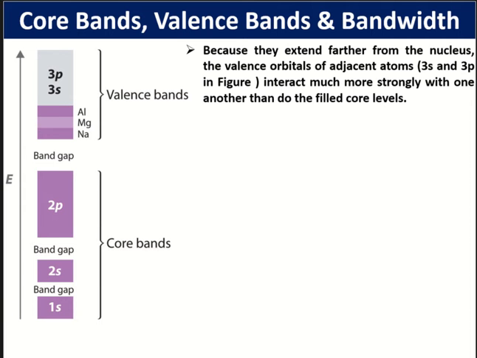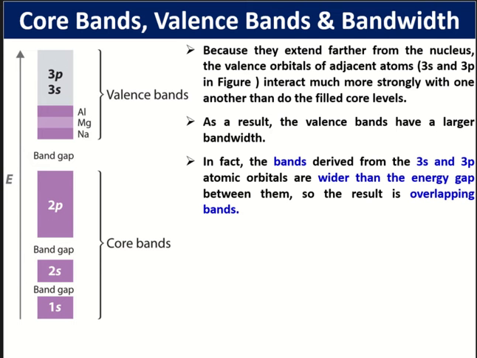Each of the 3s and 3p orbitals, as I said, are farther away from the nucleus. So the interaction will be good when the two atoms approach each other, and as compared to 4 levels, the bandwidth is higher, so you will draw a very wide band for 3s and 3p. The 3s and 3p bands are wider than the energy gap between them.